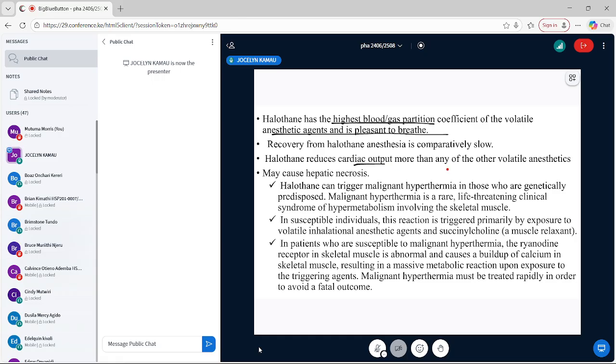It reduces cardiac output more than any of the other volatile anesthetics. But it is one of the cheapest, perhaps the one which is affordable for most of our population. A major disadvantage of halothane, and not only halothane but the other ones too, is toxicity, but halothane was found to cause it to the greatest extent because of its metabolism. It can trigger what we call malignant hyperthermia in those who are genetically predisposed. Not everybody, but as I said last time, you will not know who is genetically predisposed.